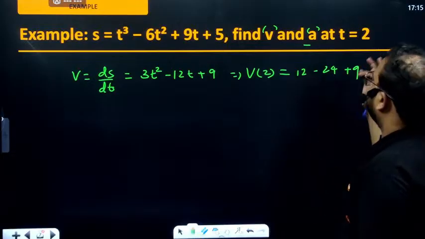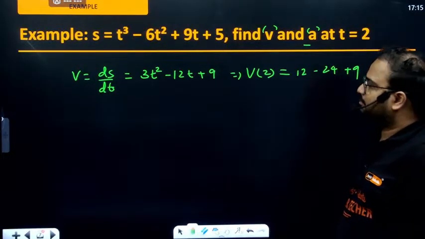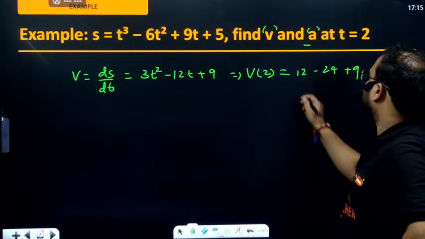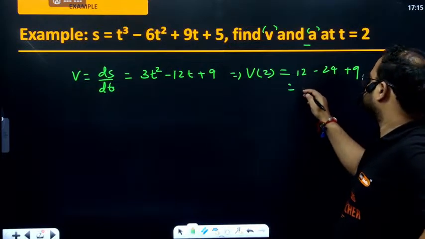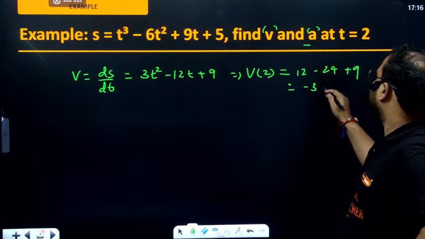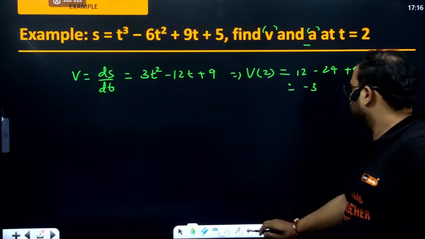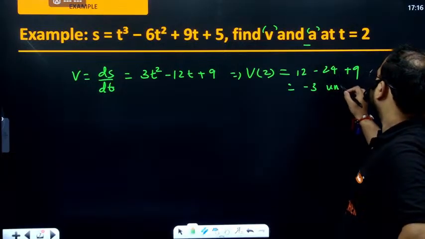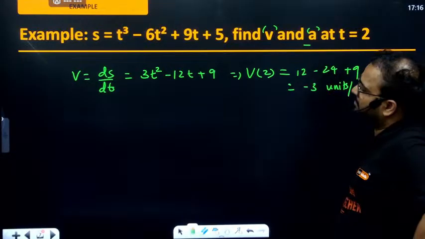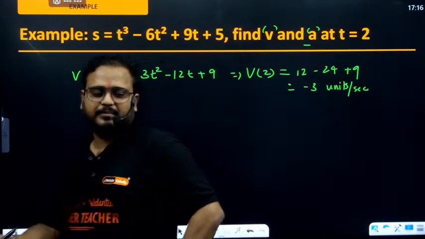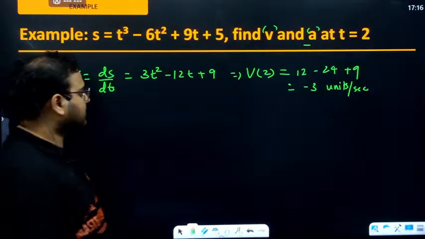Correct? Let's cross check again. 12 and 24, correct. This will become minus 12. Minus 12 is over here, and plus 9, that becomes minus 3, right? Again, we don't have any units, so we'll just write here units per second. There's no unit given. We can write meter per second also, but I hope this is clear.